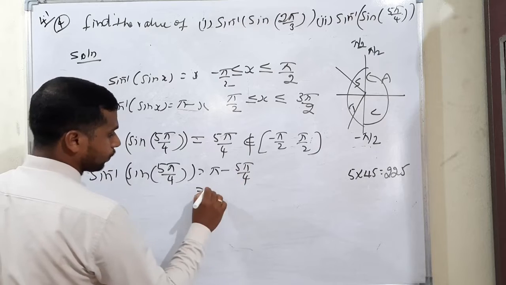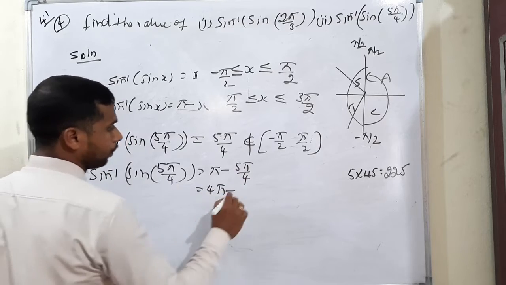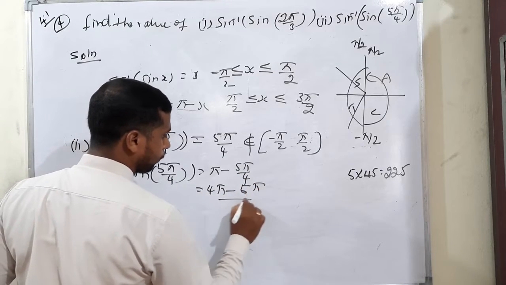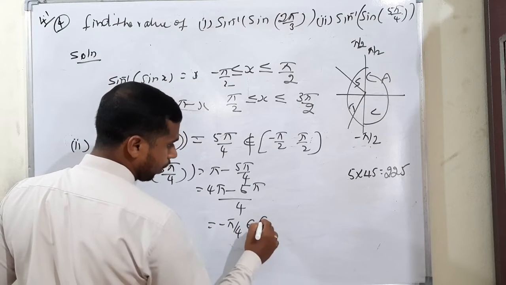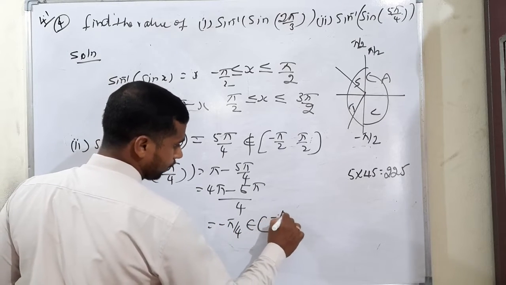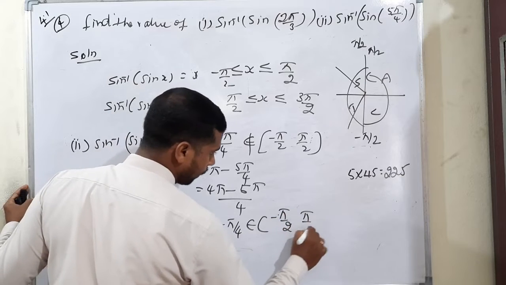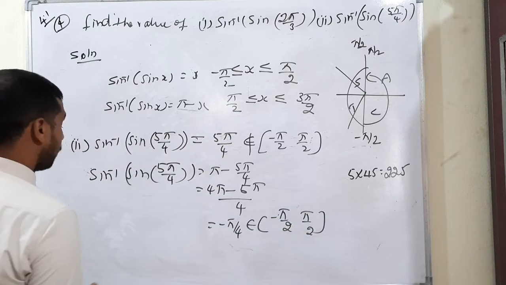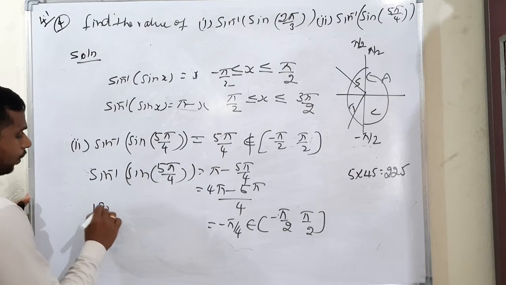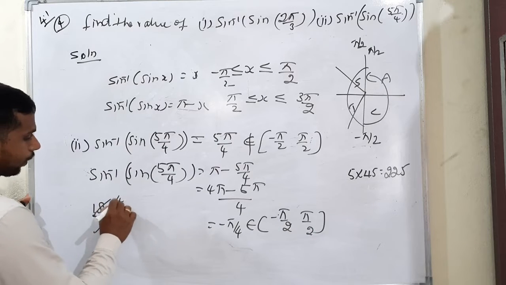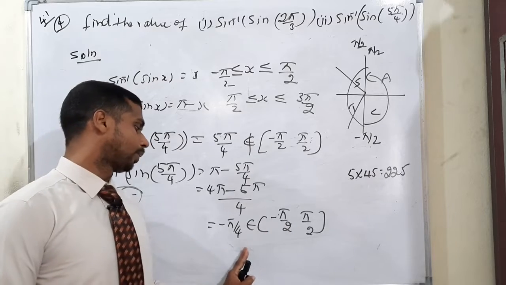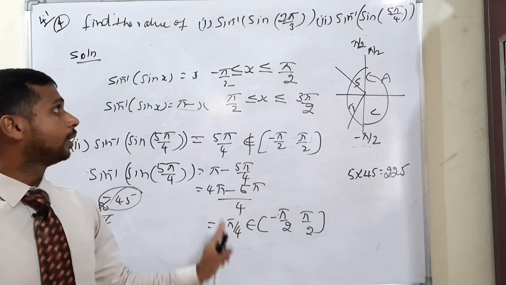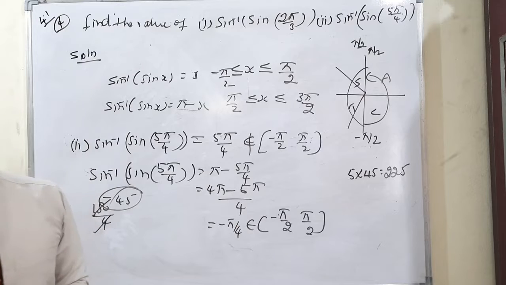Cross multiply means 4 into pi, 4 pi minus 5 pi by 4. Therefore the answer will be negative 5 by 4. Now you can say it belongs to negative pi by 2 to positive pi by 2. Check it there. Pi by 4 means 180 divided by 4, which is 45. The answer will be negative 45. It belongs to negative 90 to positive 90. So our proof is also correct. Okay, subdivision 1 and 2 is over. I am moving to the next question.